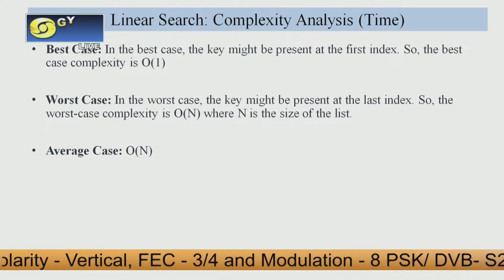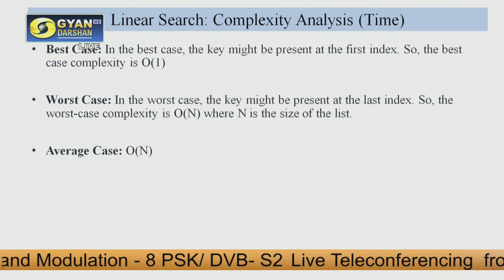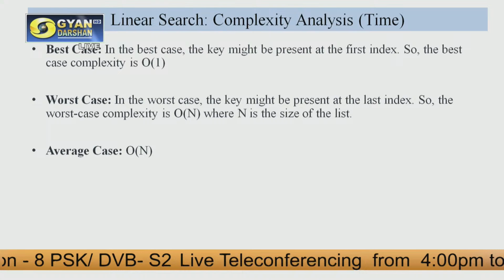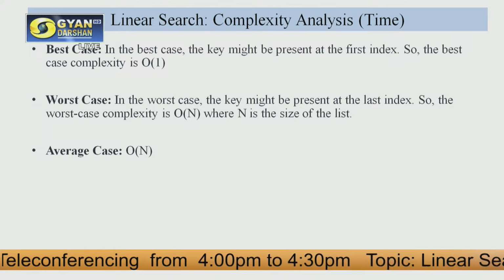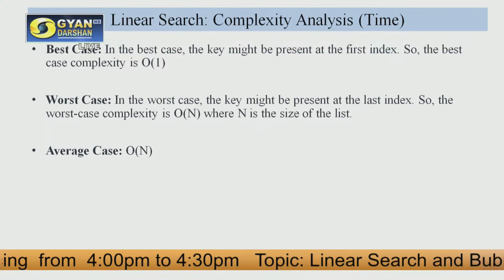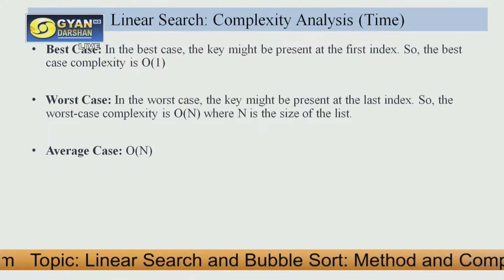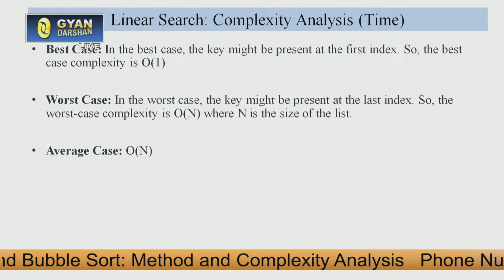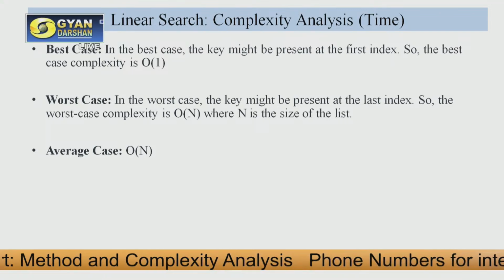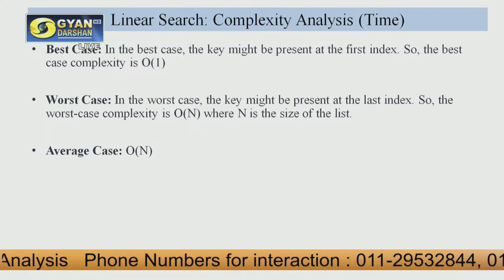And in the average case, it may be present anywhere between the first and last location. On average, we are required to search half of the list. So it may be order of n by 2. N by 2 number of searching operations are required.